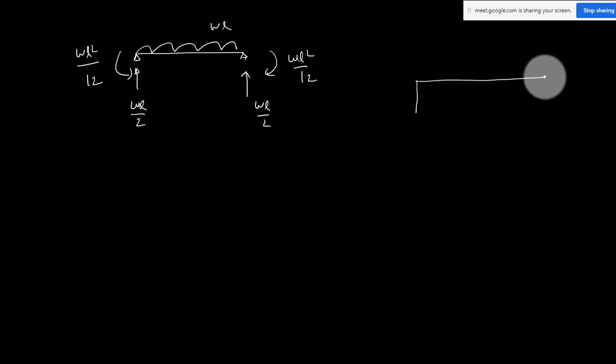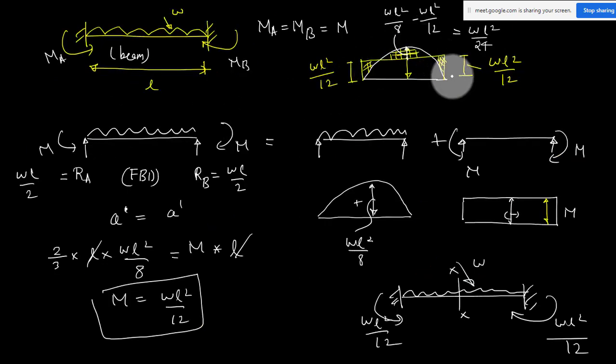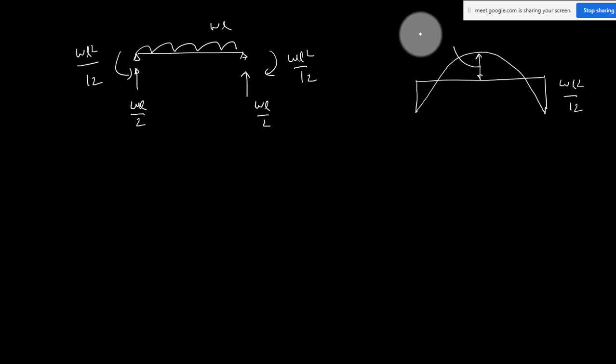This is a negative moment. In the earlier case the variation was linear, so here what is the variation? It is a parabola. Okay, so this is a moment diagram. If you want, you can draw it like this also. This value is WL square by 12 and this value is WL square by 24. This is the bending moment diagram for your fixed beam.